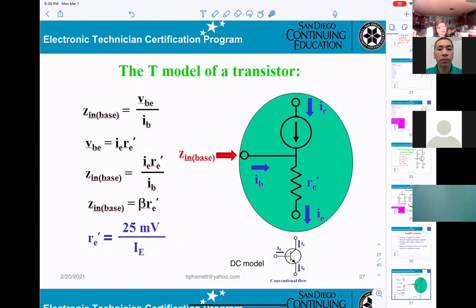And also in here, they say the resistance of the base, or input impedance. Some textbooks use r base, the resistance of the base. If I want you to measure the resistance from the base, then from the base to what?